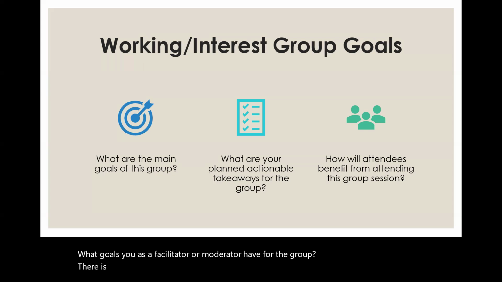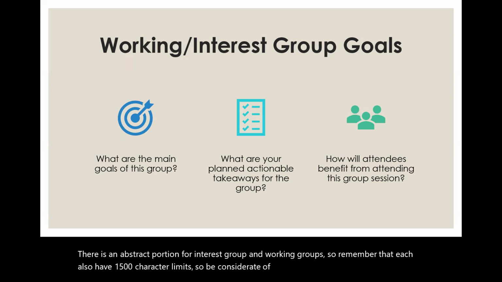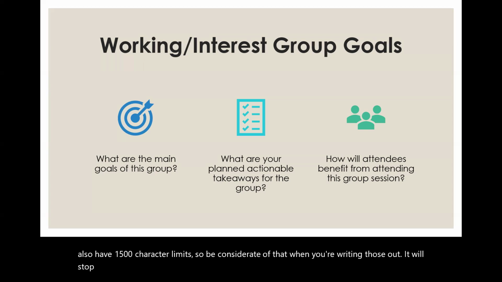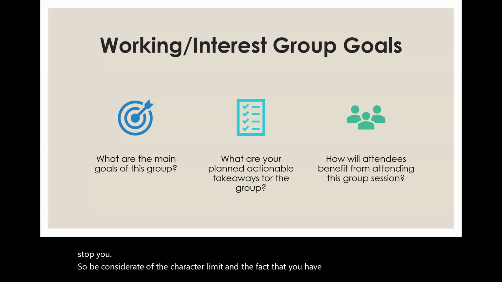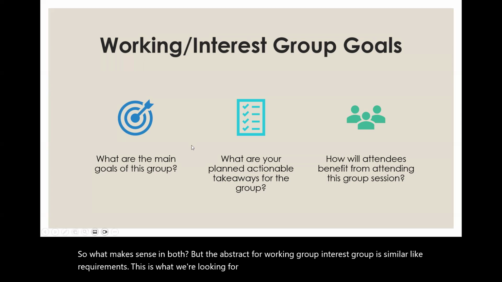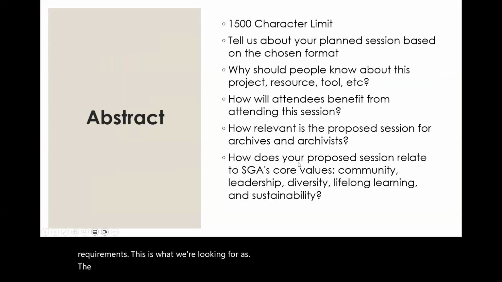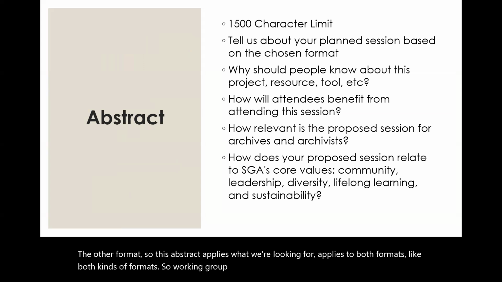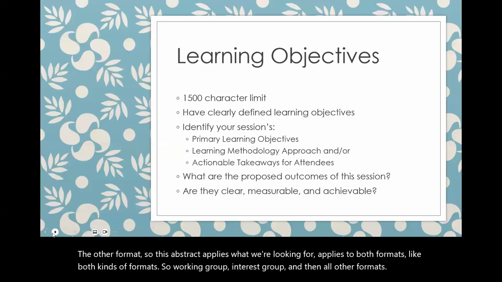There is an abstract portion for interest groups and working groups. So remember that each also has a 1,500 character limit. So be considerate of that when you're writing those out. It will stop you. So be considerate of the character limit and the fact that you have both abstract and goals. But the abstract requirements for working group and interest group are similar. What we're looking for applies to both kinds of formats: working group, interest group, and then all other formats. Sorry if that doesn't make sense.